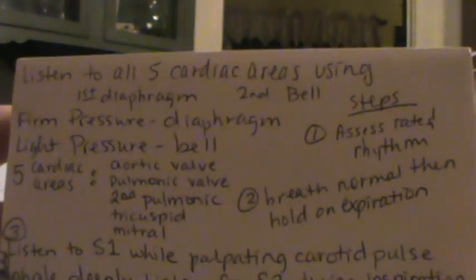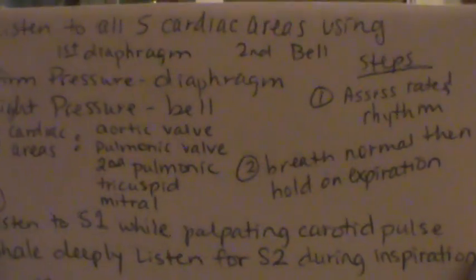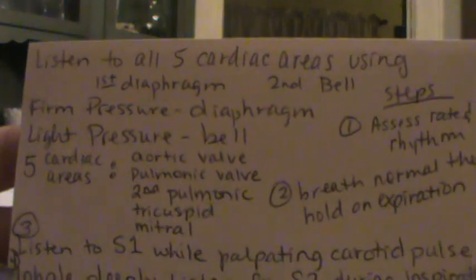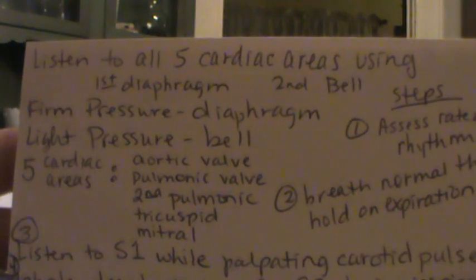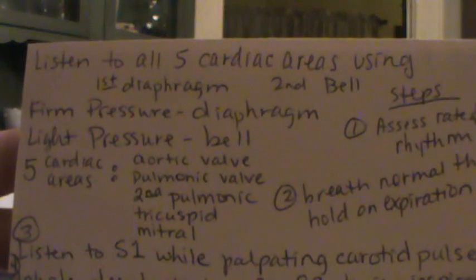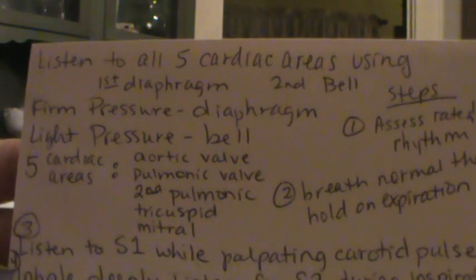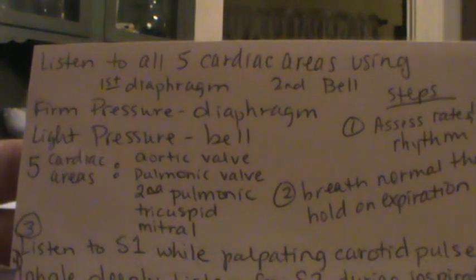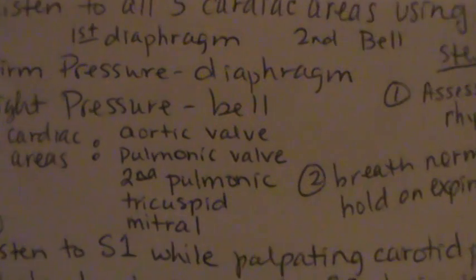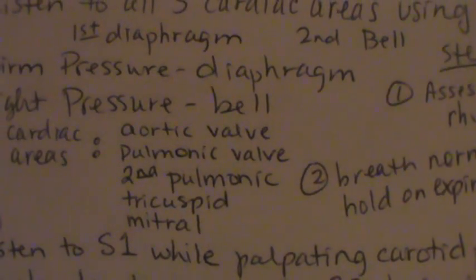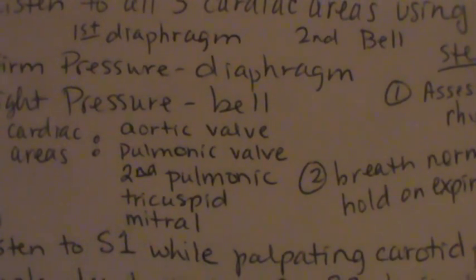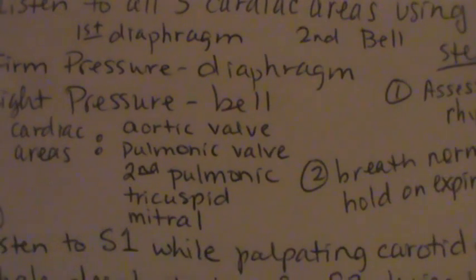We want to listen to all 5 cardiac areas using first the diaphragm and then the bell. Firm pressure is used with the diaphragm. Light pressure is used with the bell. The 5 cardiac areas include aortic valve, pulmonic valve, the second pulmonic, which is also Erb's point, tricuspid valve, and mitral valve.